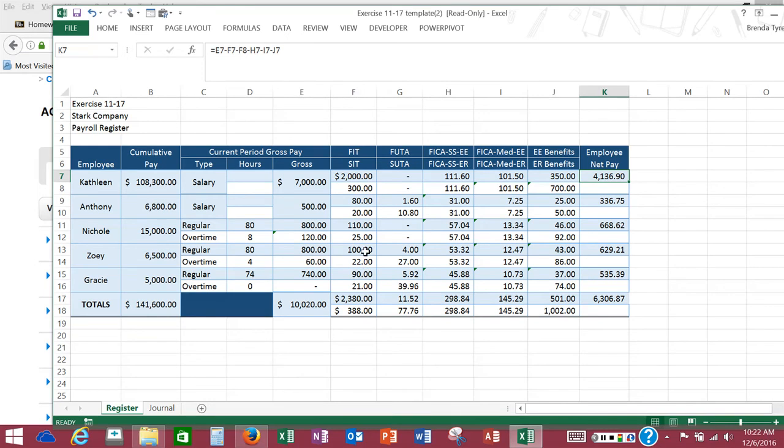Looking back at our register, what is the employer responsible for? Is the employer responsible for federal income tax or state income tax? No, those are the responsibility of the employee. They pay their own income taxes. FUTA and SUTA, the unemployment taxes, are paid by the employer, so the employer will pay these. So let's go ahead and add those to our journal.